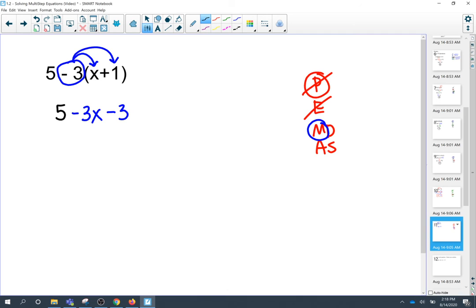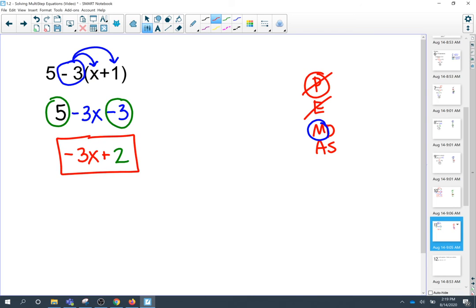Now, once again, you got that x in there. I don't see any other x's, so we're looking for like terms. I have a 5, I have a minus 3. 5 minus 3 is just 2. And then we've still got a negative 3x. That's a plus 2. The way I know it's a plus 2 is because 5 minus 3 is a positive 2. And that's as simplified as you can go.